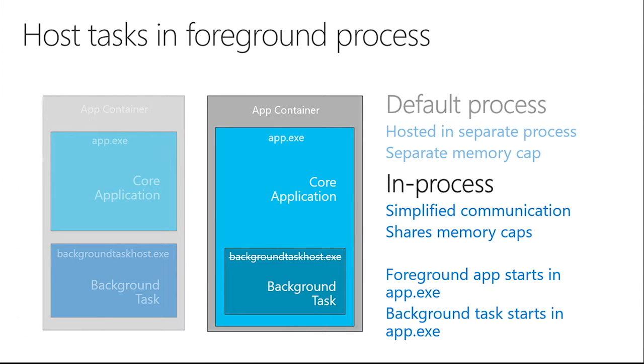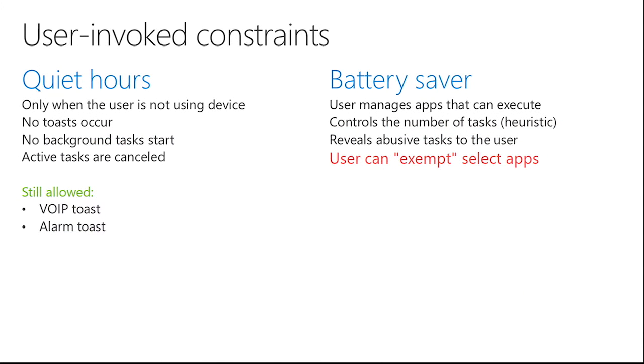But there's this new one now where you can actually run it in proc as well. So it runs in the same process as the foreground app. Your foreground app is running in there, and the background task starts in there as well. It simplifies communication between the two, but this is going to be a specialized case. It's not going to be for everyone. And obviously it can only run when the core application is running, and if your application gets suspended, your background task goes with it. That's true. So it's an interesting one.